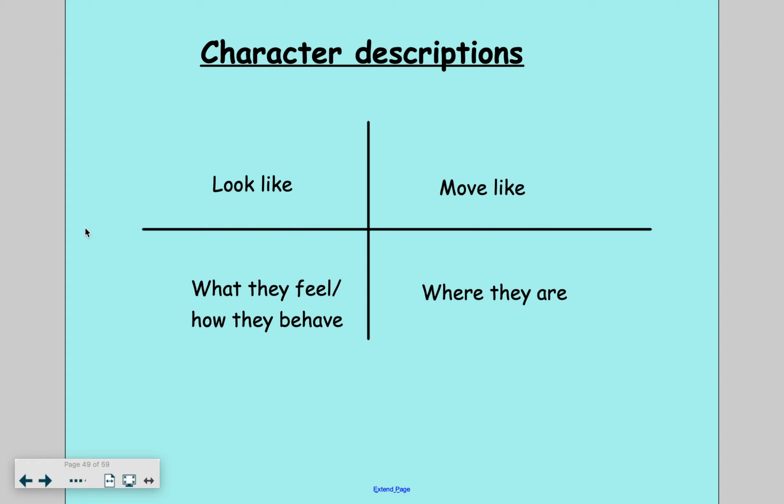Okay, so character descriptions. These are the 4 things that you can think about in relation to what you write today. So think about, this is the most obvious and easy one to write about, what does your character look like? Bearing in mind you're doing dragons, so there's all sorts. Your only limit with any kind of description is your imagination. You can go as wild and as imaginative and as crazy as you like with this. Just go for it.